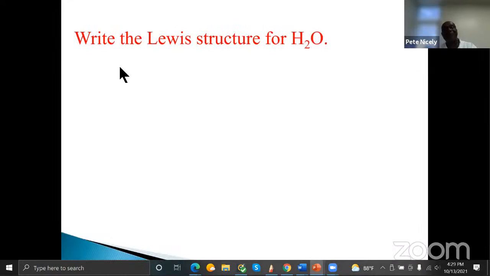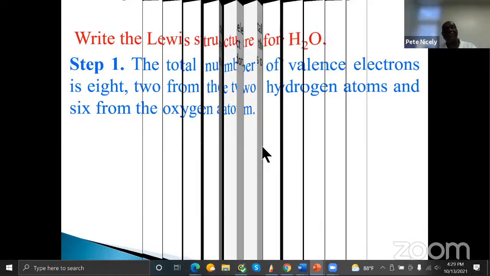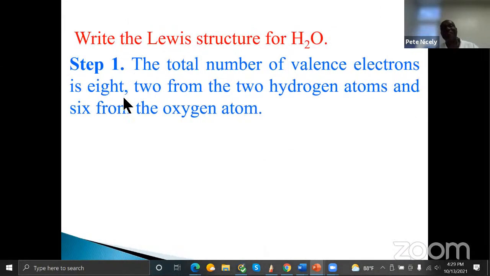So let's say, for example, you're asked to write down the Lewis structure of water. Then what you'd have to do is go to the periodic table and look up the group numbers for hydrogen and oxygen. Hydrogen has a group number of 1A, so it has 1 electron, and there are 2 of them, so hydrogen will contribute a total of 2 valence electrons, and oxygen is in group 6A, so it will contribute 6 valence electrons. So there'll be a total of 8 electrons that will be used in order to formulate the Lewis structure of water.